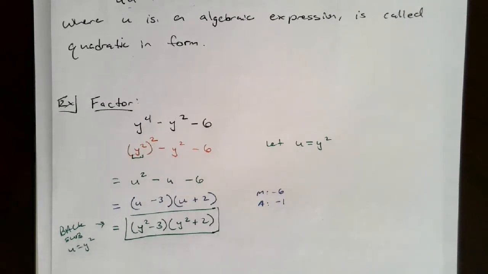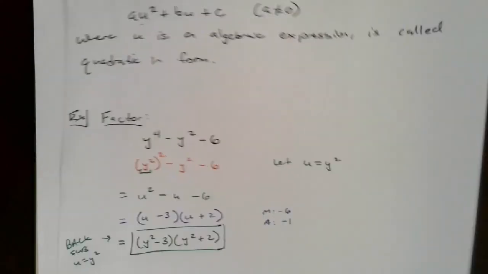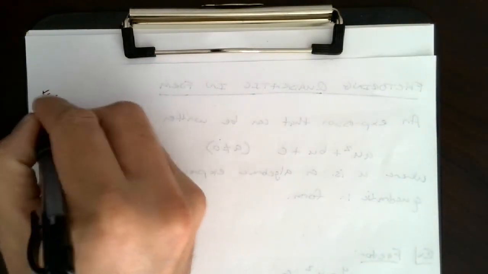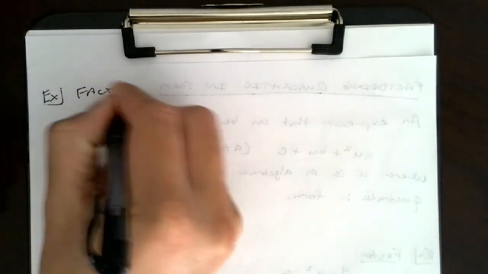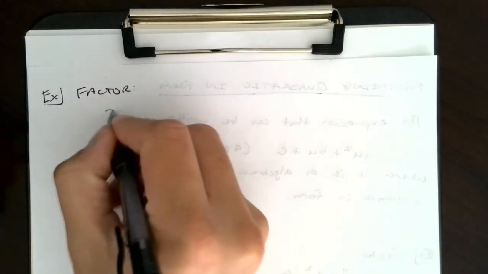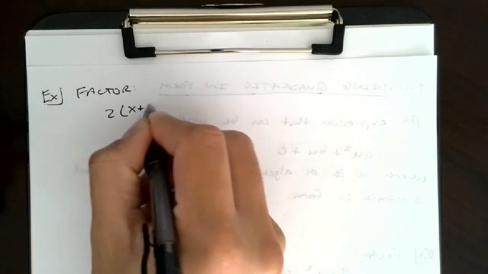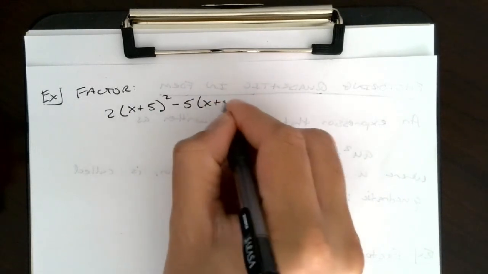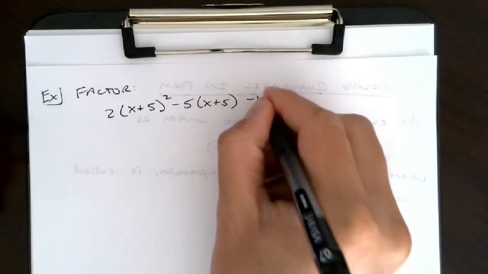So you use this to replace expressions. Sometimes they're variables, sometimes they're expressions. Let's take a look at another one. Maybe I'll do this on a new page just so we can see a little easier. If I said we had to factor 2 times (x plus 5) squared minus 5 times (x plus 5) minus 12.